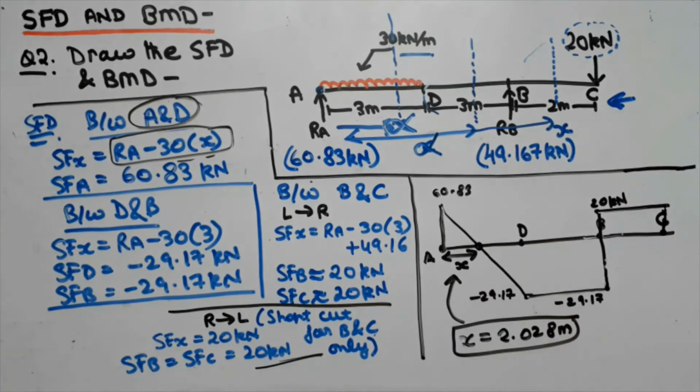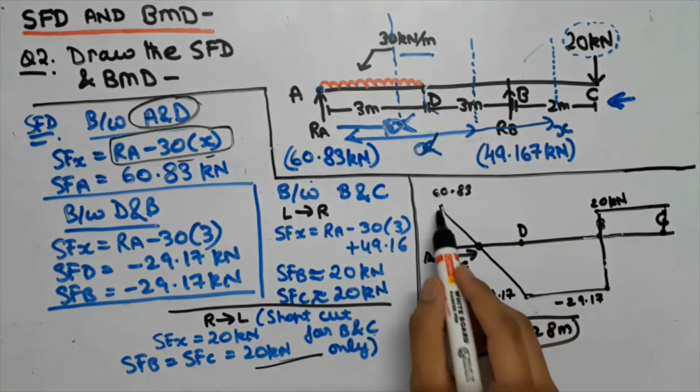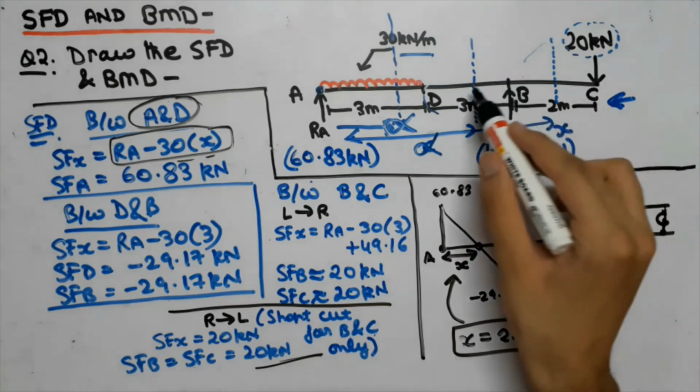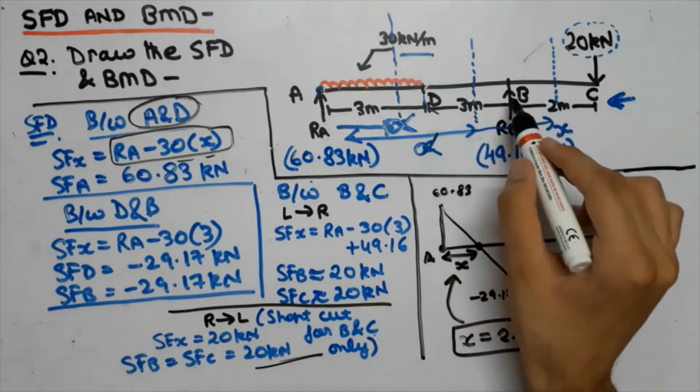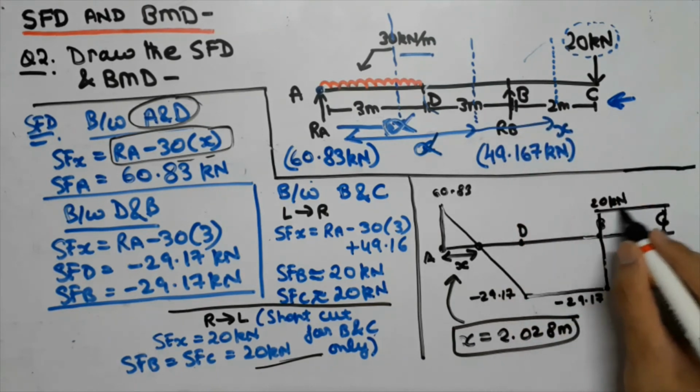And guys, you will notice that in the part of the UDL, that is the part between A and D, our graph has come out to be linear, as we discussed earlier. And the part in which there is no load, that is between D and B and C, there is no load. So our graph has come out to be constant.